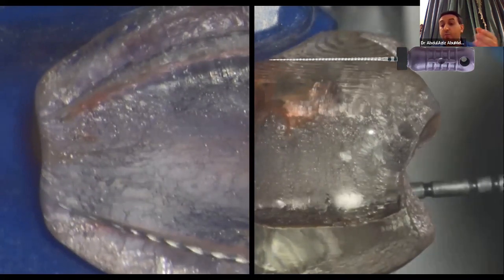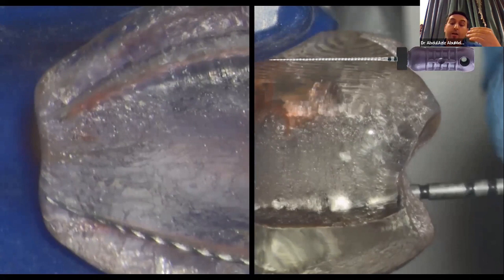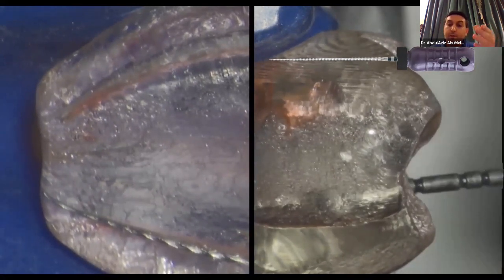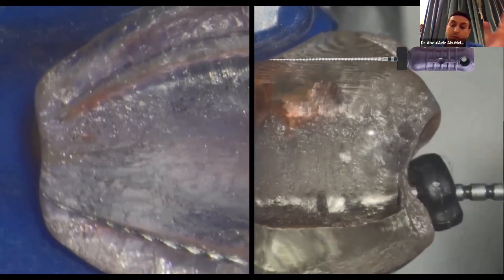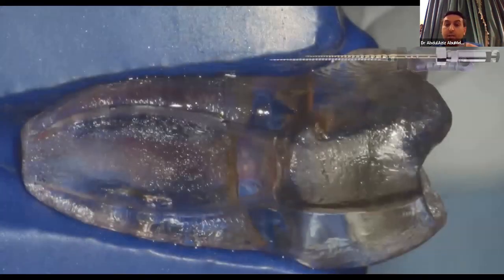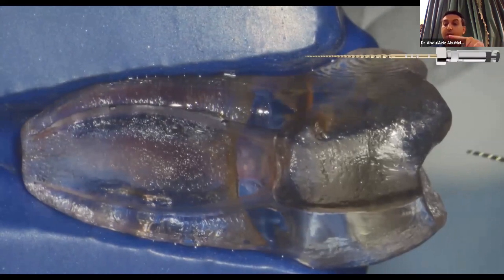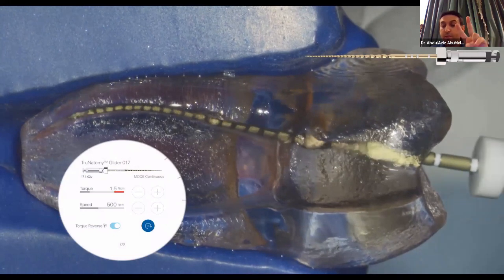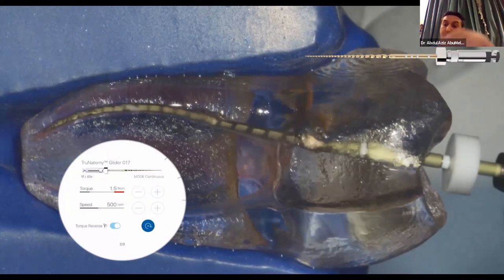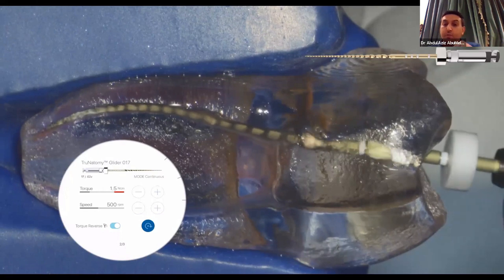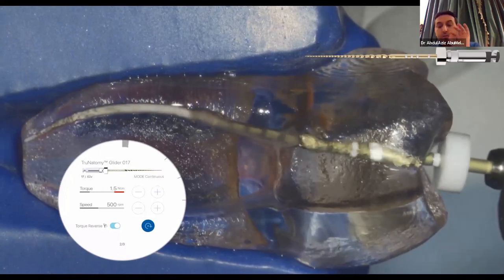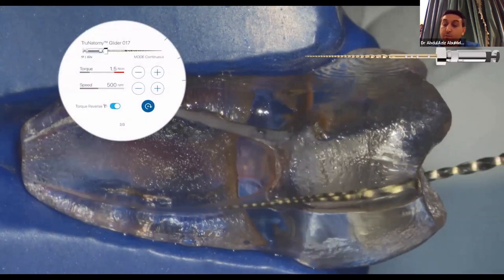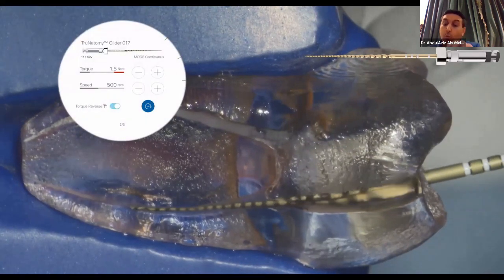So in this case, we need to go with the glider that we have in this system. About either the orifice opener or the glider, the motion is different from the ProTaper Next or others. Most of the motions we have are a brushing motion that touches the walls or a picking motion. In this case, no, just go all the way and smoothly to the apex, just one, two, three strokes till it reaches the working length.